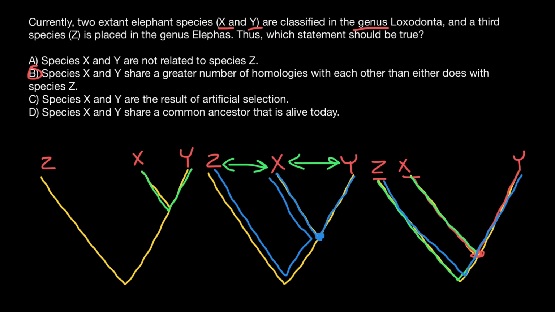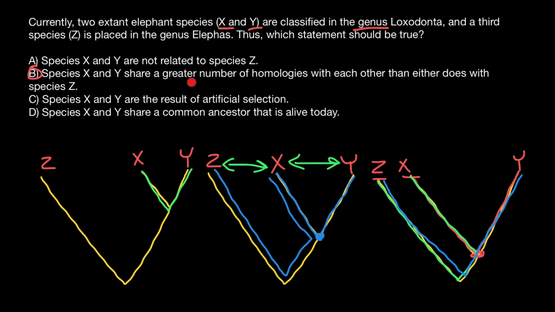Also, let's check the last two statements. C, species X and Y are a result of artificial selection, has nothing to do with this problem. Nothing is said that the species underwent artificial selection. And statement D, species X and Y share a common ancestor that is alive today. In all three phylogenetic trees, species Z, X, and Y had a common ancestor here, but species Z is not an ancestor of species X and Y. It's going to be an outgroup for species X and Y. So the only correct answer here is going to be answer B.